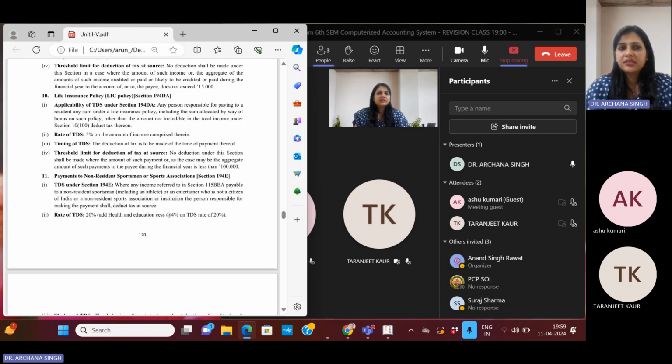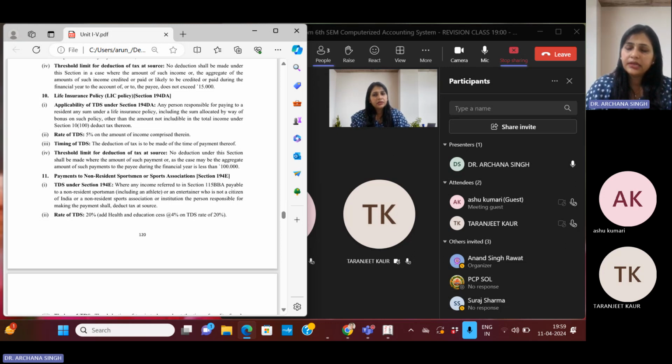What it says, the applicability of TDS under section 194DA: any person who is responsible for paying to a resident any sum under a life insurance policy, including sum allocated by way of bonus on such policy, other than an amount not includable in total income under section 10(10D), shall deduct tax thereon. Okay, then they have to deduct the tax, and the rate of deduction of tax should be 5% on the amount of income comprised therein.